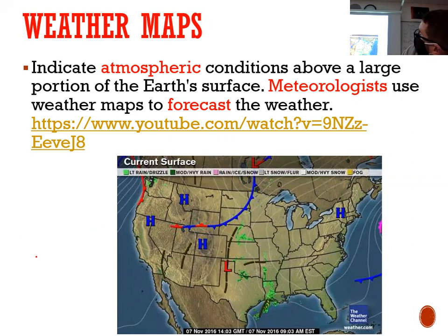Thank you. And on this, I'm just going to go because you should already have meteorologist on there. We'll just say forecast the weather, right? So again, it's the map. It shows all the symbols, the blue H's, the red L's, the lines with the shapes. All that represents forecasting the weather, right? That's what our weather maps are going to be used for. Make sure to take a picture if we go too fast.